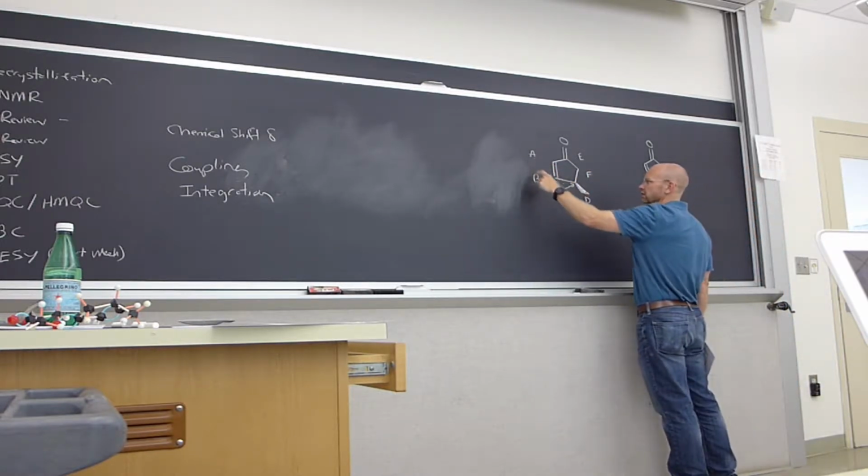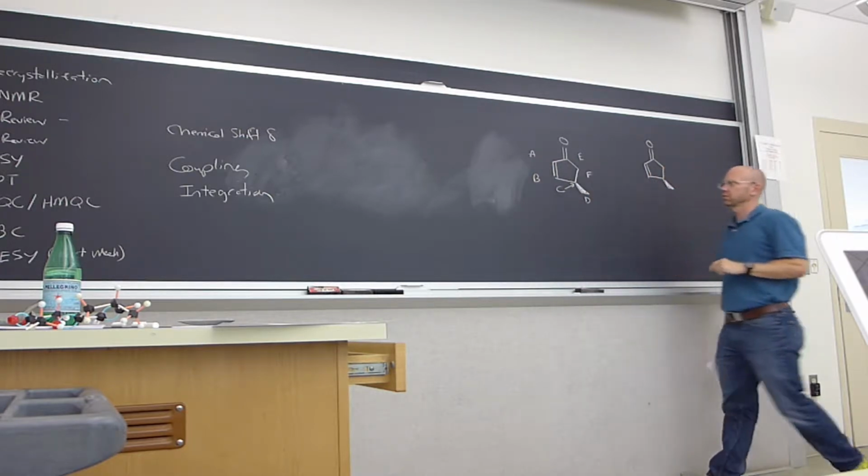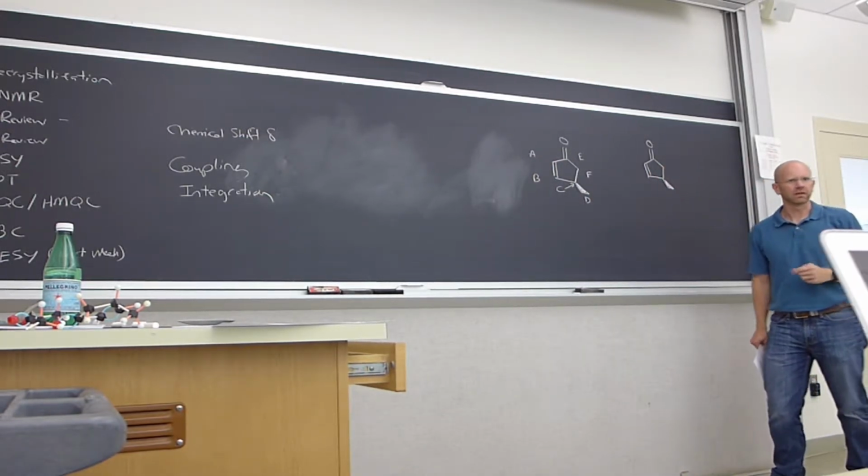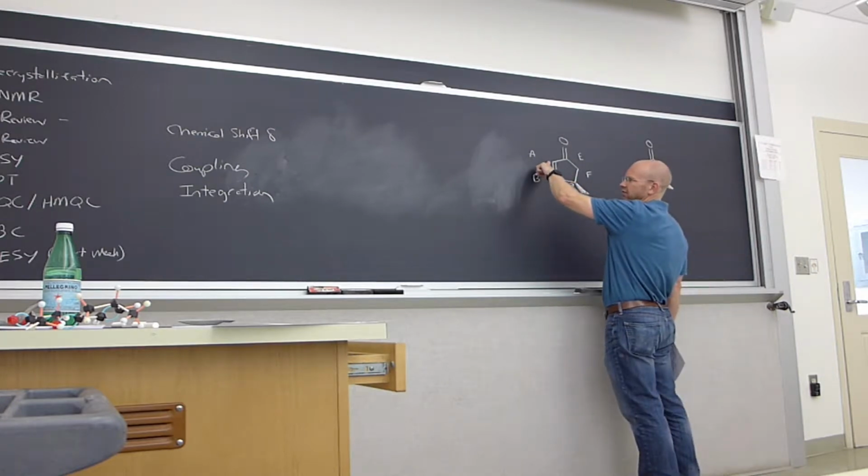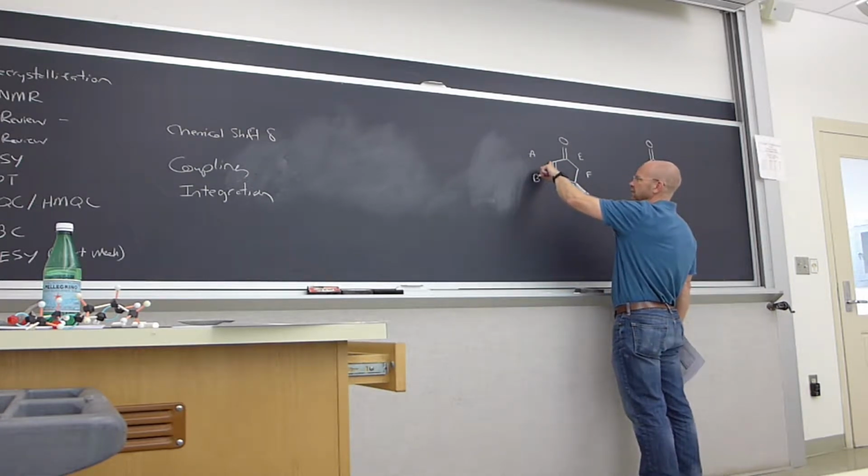So we expect to see 1, 2, 3, 4, 5, 6 proton groups. Yeah? And let's do that thing that we do with chemical shift, coupling, and integration. Chemical shift estimate.